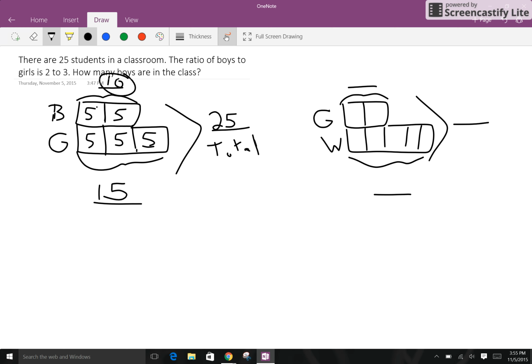And so depending on the type of problem that you're asked, then you have to fill in those things. But the biggest thing is that you get the ratio, that is the boxes, that's how many boxes you draw, and then you go from there.